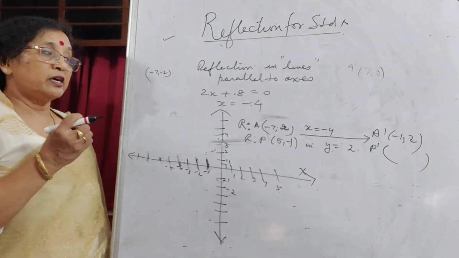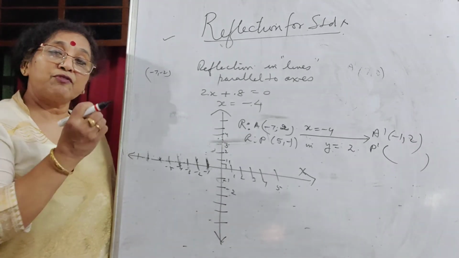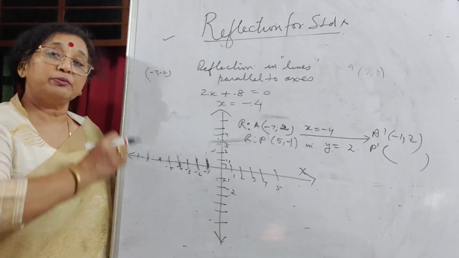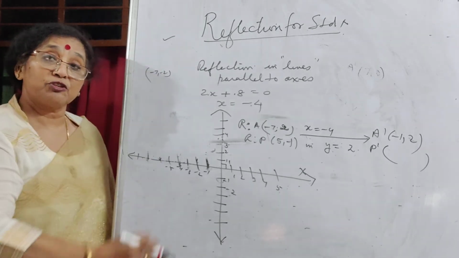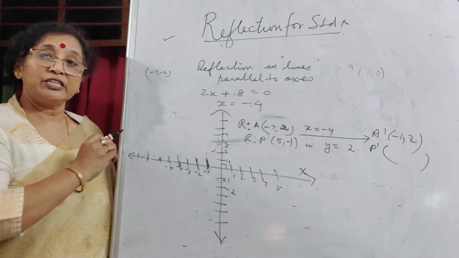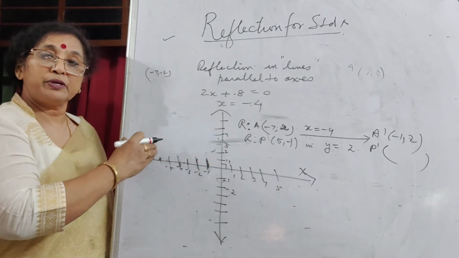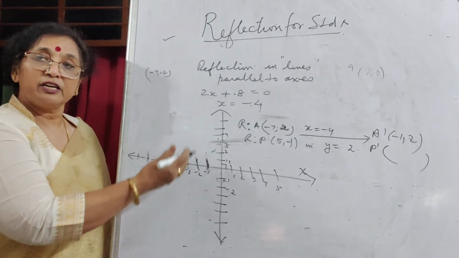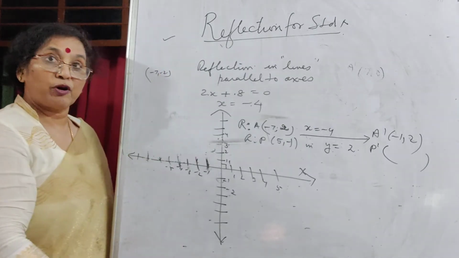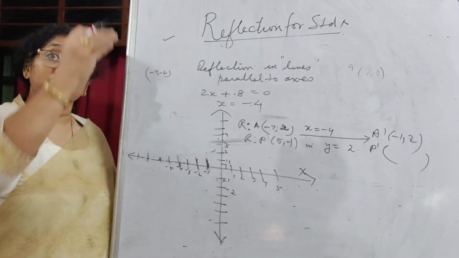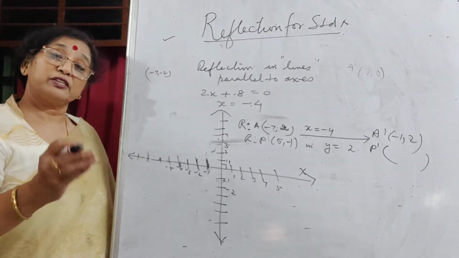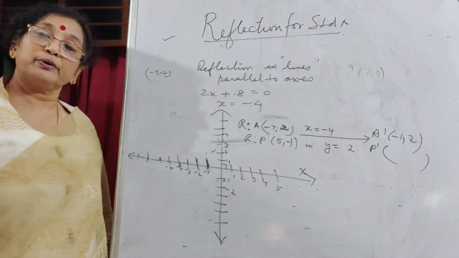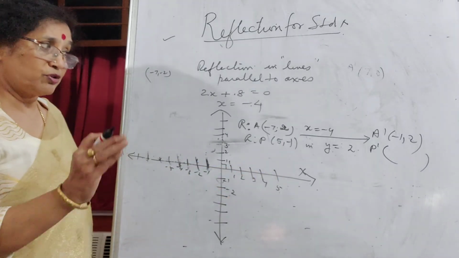Again children, here you are finding the image. They can give you the object and the image, and they ask you the equation of the mirror line. So you just join them and see what is the distance between them. Halfway you make a line parallel, and then you see the coordinates. The line is passing through which point? It is passing through x equals 3. Its equation is x equals 3. It is passing through y equals minus 2. Its equation is y equals minus 2. I will show you that.